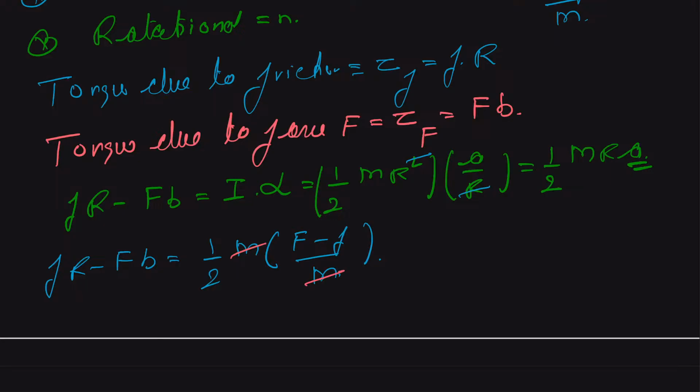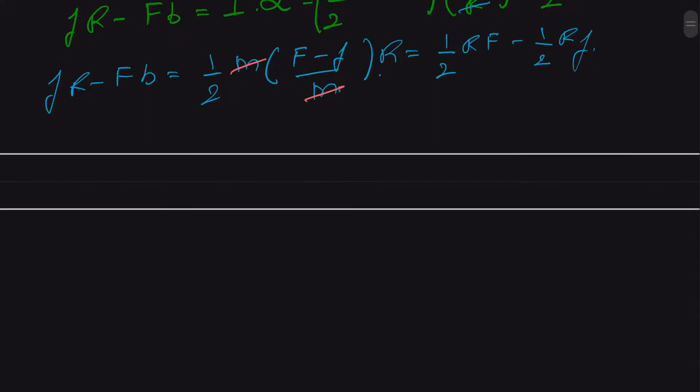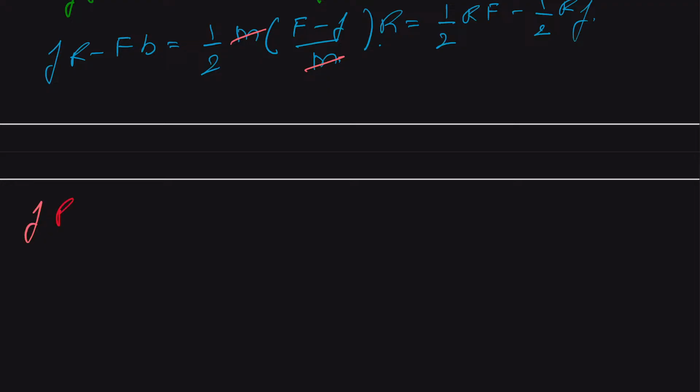And here this m cancels out, and one thing is missing, R is missing. So we get from here half Rf minus half R frictional F, and we can just move them left to right. So we get this as Fr plus half R times F is equal to half Rf plus F times B.